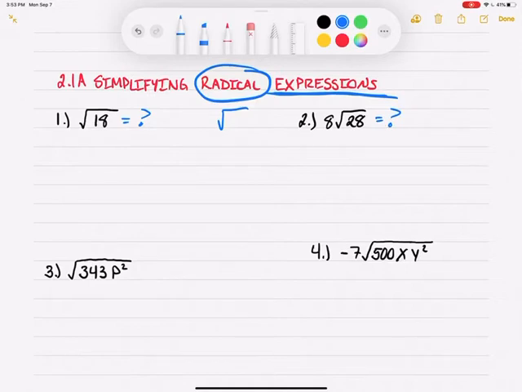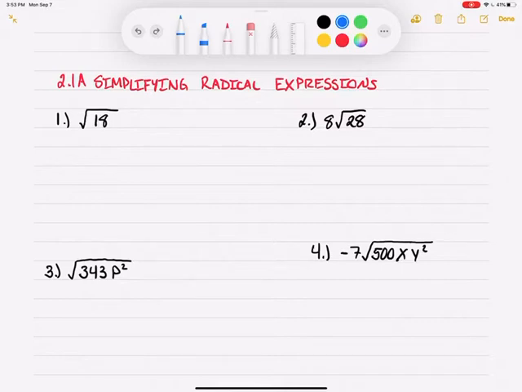This means we're not solving, we're just trying to make everything as simple and as reduced and as small as possible. Okay, so at the end of this, I'm not going to have x equals 4 or anything like that. I'm just going to take this radical and try to simplify it as best I can.